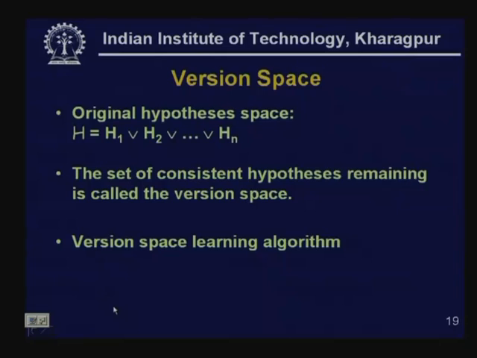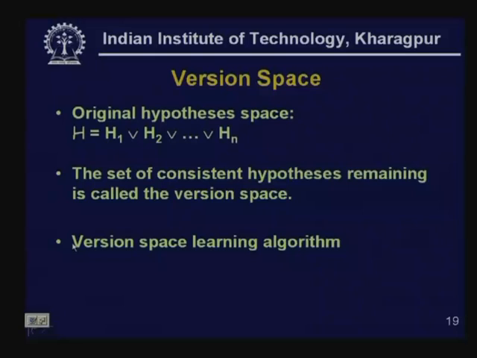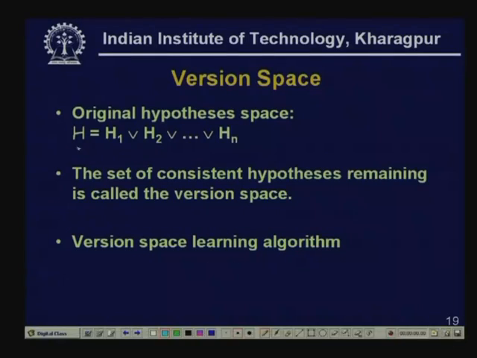So, one type of such algorithm uses the notion of what we call a version space. Suppose our original hypothesis space is capital H, and capital H consists of n hypotheses H1, H2, Hn. Now, when we see an example, some of these hypotheses are consistent with the example and some of these hypotheses are not. If we remove those hypotheses that are not consistent with the examples, we get the remaining hypotheses which are consistent with the current example.